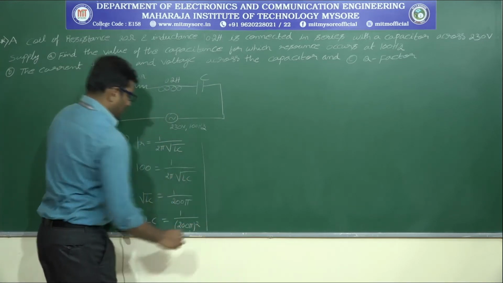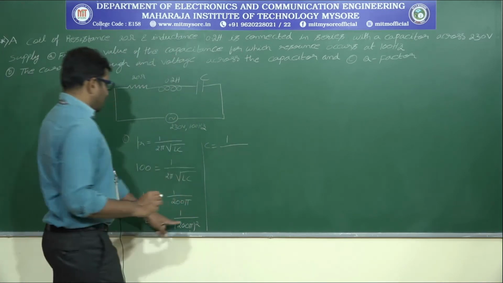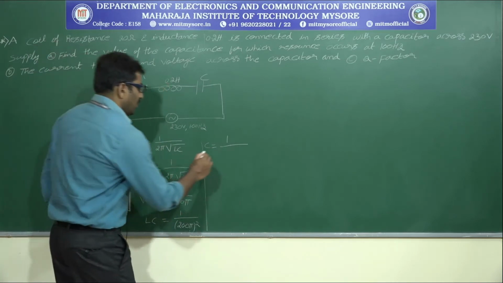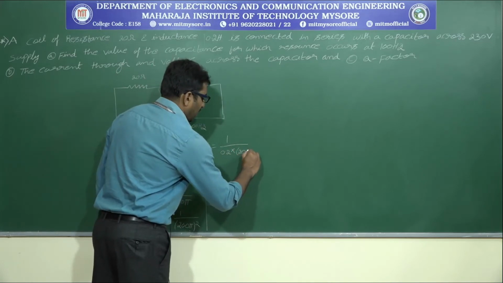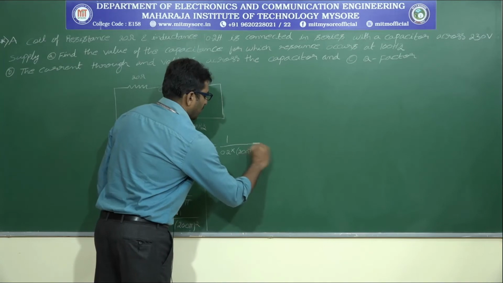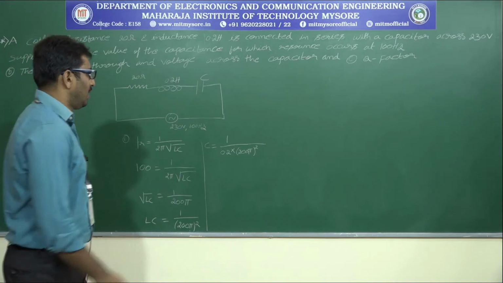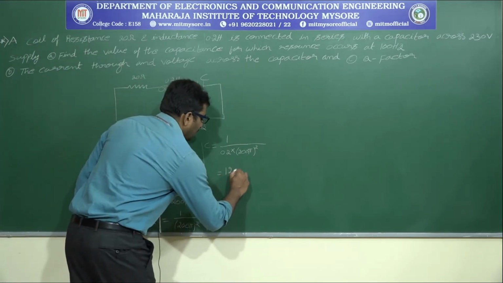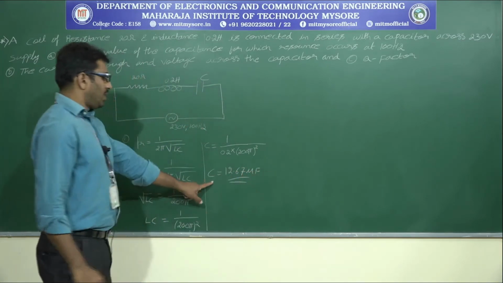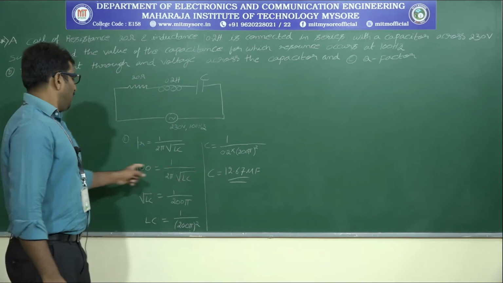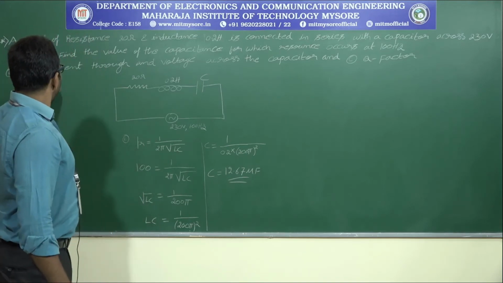So, next, we need to calculate C, right? So, C is equal to 1 divided by, just cross multiply L. What is L? 0.2 into 200 pi whole square. Just simplify this expression by using calculator. You will get 12.67 microfarad. So, that is the corresponding C value, capacitance value when the resonant frequency is 100 Hertz. Is that clear?